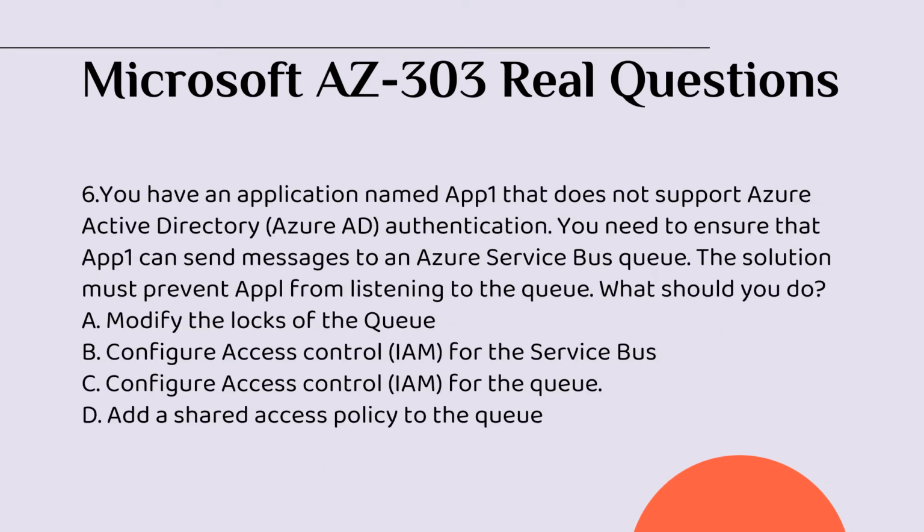6. You have an application named App1 that does not support Azure Active Directory, Azure AD, authentication. You need to ensure that App1 can send messages to an Azure Service Bus queue. The solution must prevent App1 from listening to the queue. What should you do? A. Modify the locks of the queue. B. Configure access control (IAM) for the service bus. C. Configure access control (IAM) for the queue. D. Add a shared access policy to the queue.